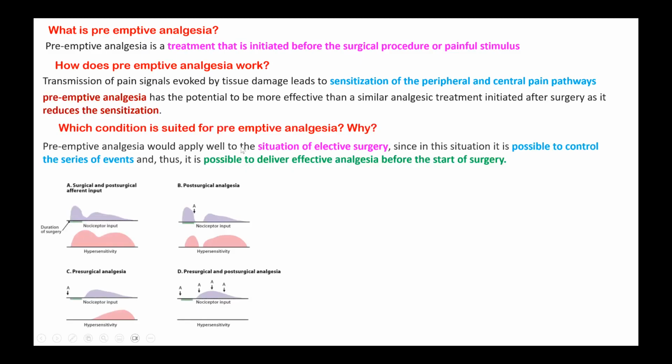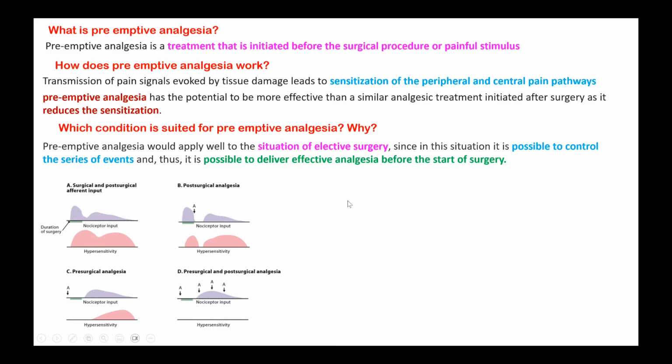Preventive analgesia would apply to situations of elective surgery. So patients should not have any pain before you start the surgery. For example, in elective inguinal hernia, an elective incisional hernia, or an elective thyroid surgery. So such procedures where there is no previous pain sensation, that is where the preemptive analgesia will work well. And in this situation, it is possible to control the series of events and possible to deliver effective analgesia before the start of the surgery.